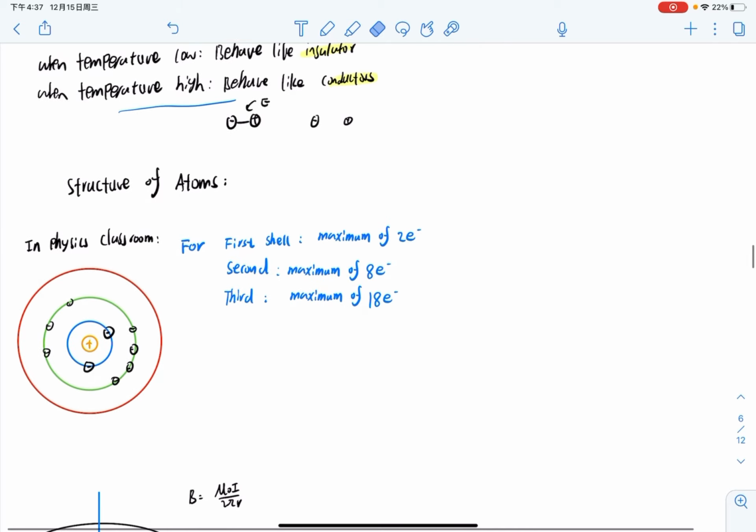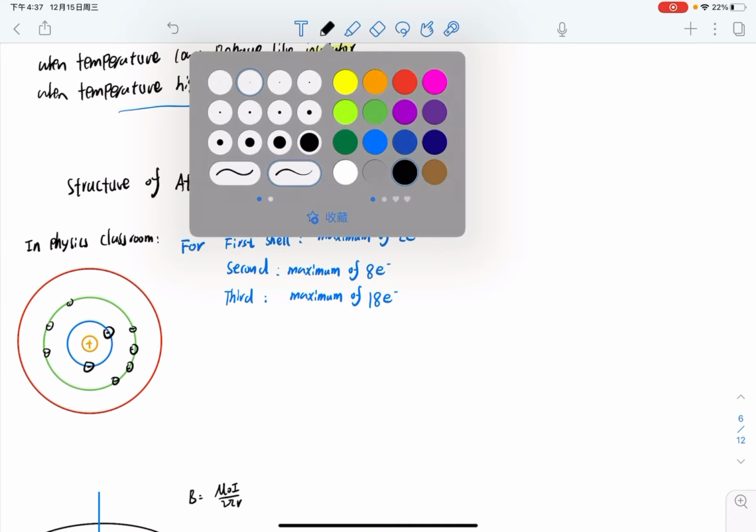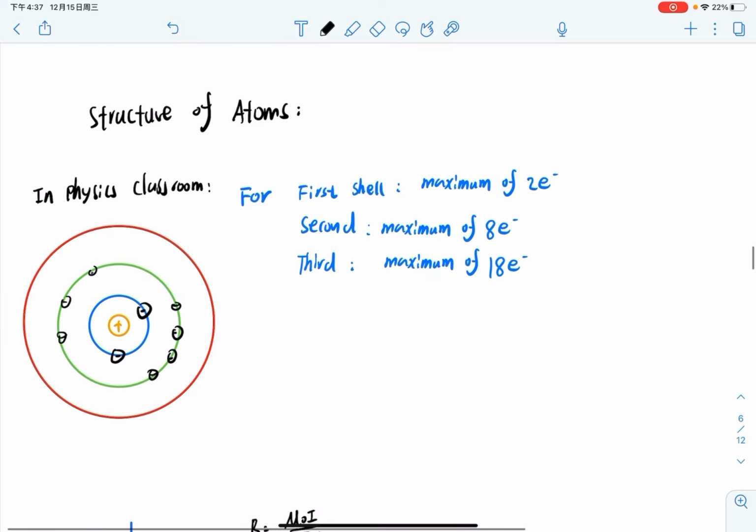And now we're going to do the structure of the atom. An atom has different energy levels. For the first energy level, you can put 2 electrons over here. The maximum number that you can put in the first shell is 2e, the second shell is 8 electrons, and the third shell is 18 electrons.